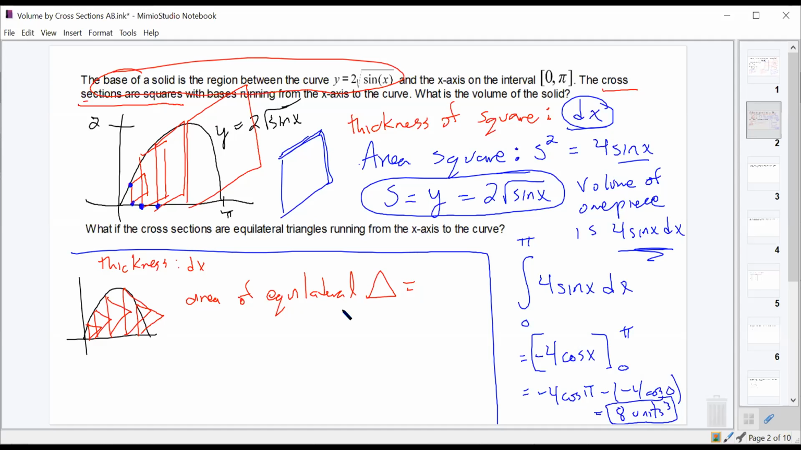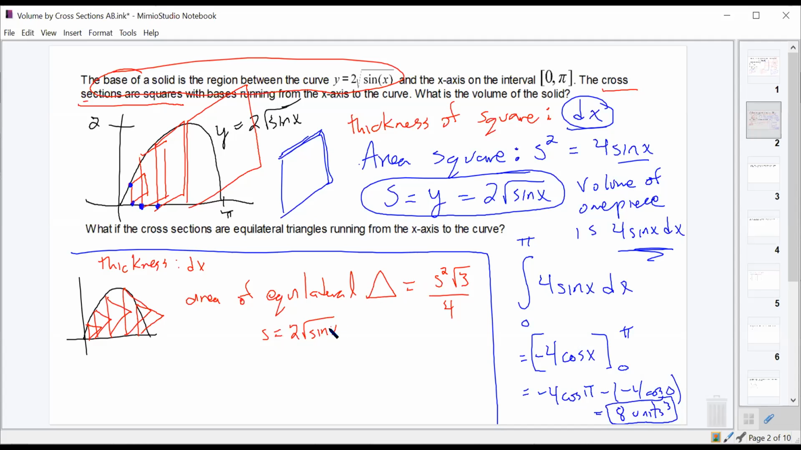If you don't already know this area formula for an equilateral triangle, memorize this formula. The area of an equilateral triangle is the side squared times √3 divided by 4. So if you didn't already know that, now you do. And what is the side length for one of these equilateral triangles? 2 root sine x.